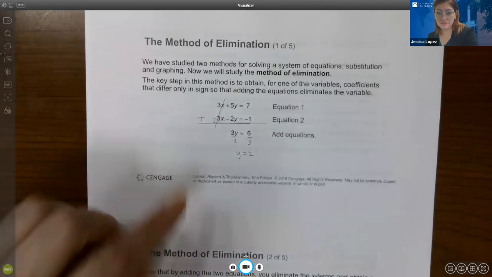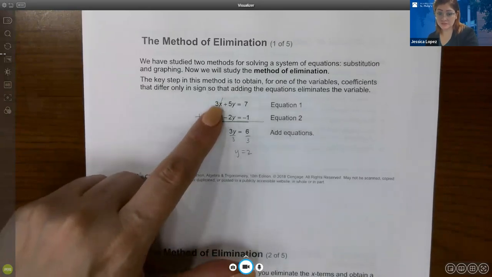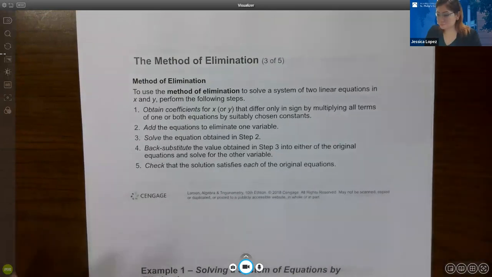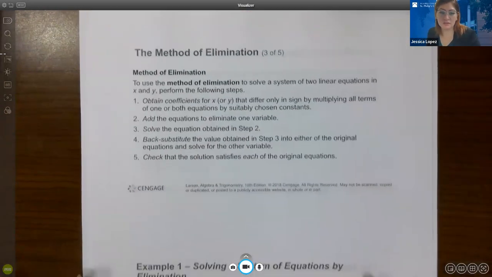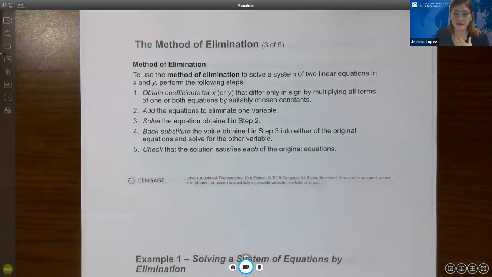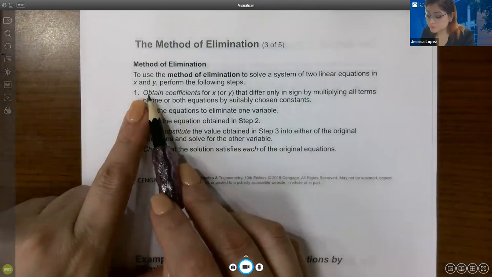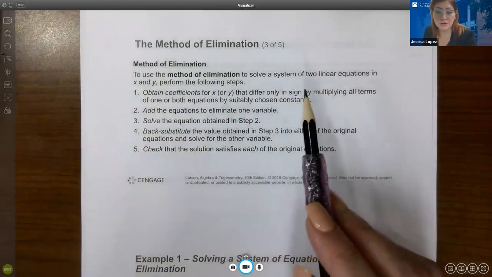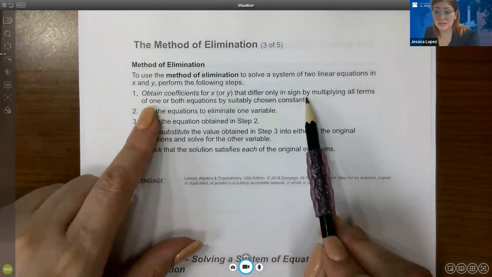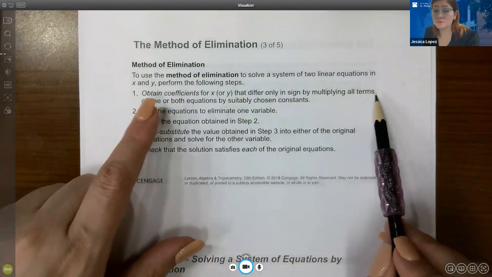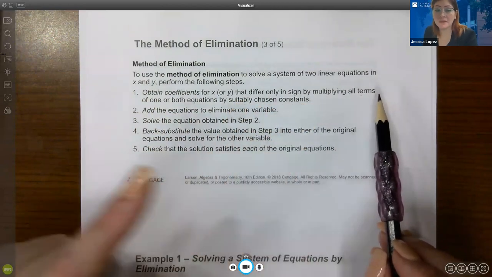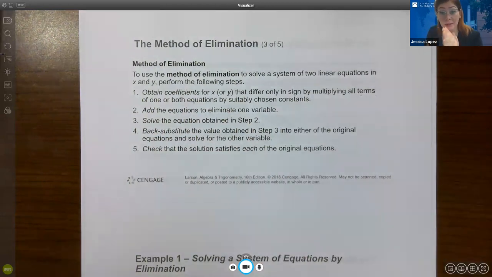However, the equations are not always given to us like this, where this is a 3 and this is a 3, one's a positive and one's a negative. So sometimes you have to make it that way, okay? And so then, that's going to add like a layer to the process, okay? So notice that step 1 says you must obtain coefficients, okay? That for x or for y, whichever letter you're trying to get rid of, that differ only in sign, by multiplying all of the terms of one equation or both equations by a suitably chosen constant, okay? So you choose a specific constant so that they can match, okay?